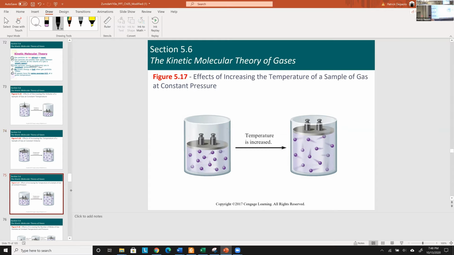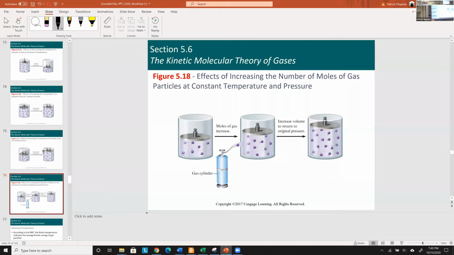Now, if you don't hold the piston constant, so if you have the pistons here and you increase the temperature, the volume will increase as well, because those molecules want to be more free, and they're exerting more force on the inside of the container, leading to an increase in volume. So that's what happens when the temperature is increased.